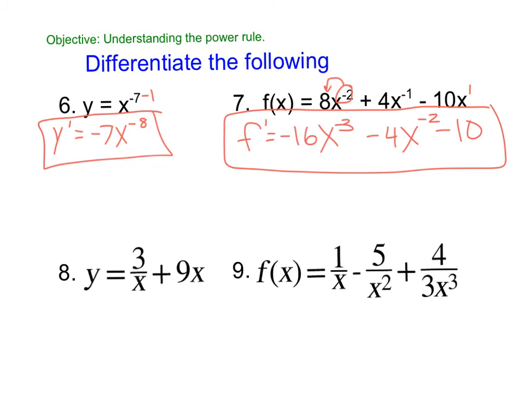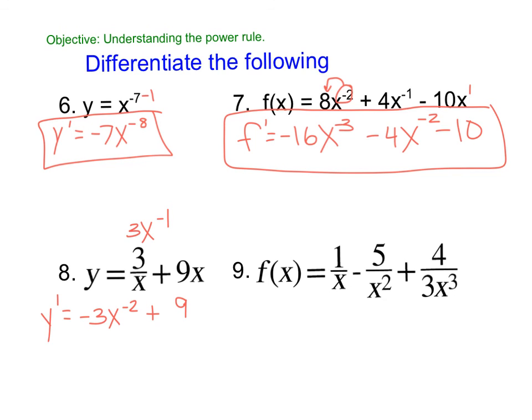All right, number 8. Now, in number 8, you cannot take the derivative when the x is in the denominator. You have to move it up. So how do you rewrite 3 over x? 3 over x is 3x to the -1. You have to do that. So then when you take the derivative, it becomes -3x to the -1 minus 1, which is -2, plus 9.